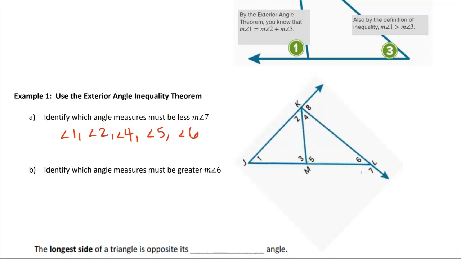All right, so now which angles must be greater than 6? So again, we just said that 7 is because it's obtuse. And so bigger than 6, if we look at 6 and 5, or technically 6 and 1, there we go, the remote interior for 8 being the outside one, these two being the remote. So 8 would definitely be bigger than 6 because 1 plus 6 would add up to 8.